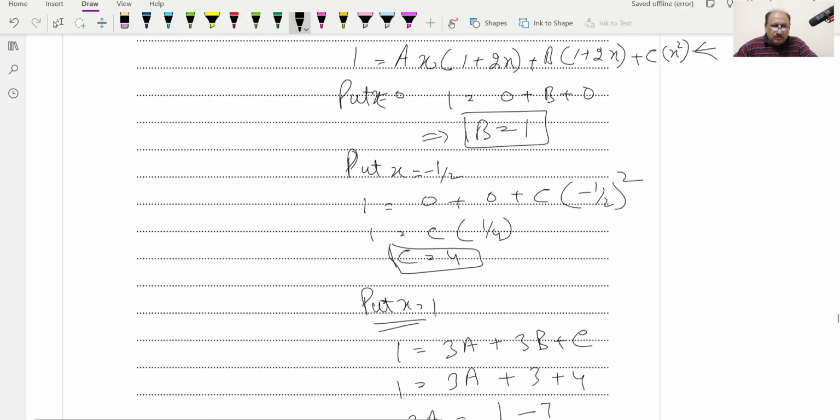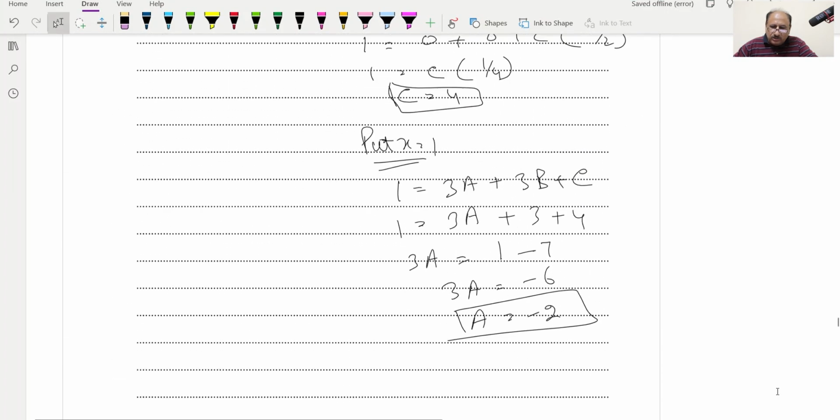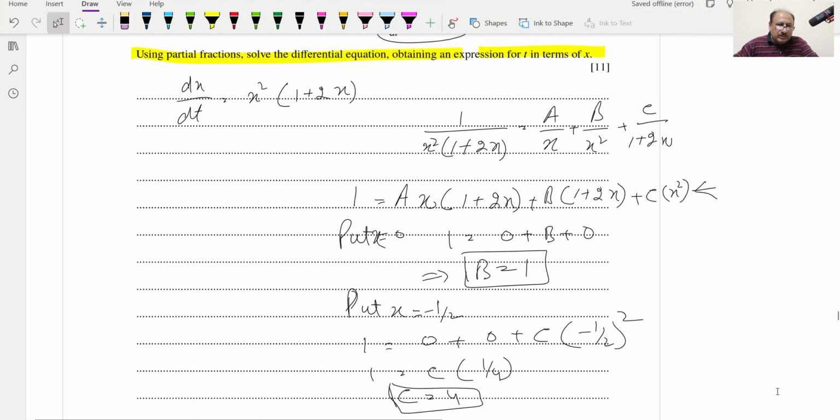Now we can write down the term for integration, so we can use this space for the integral. So our integral will be 1 over x squared into 1 plus 2x, like this one.